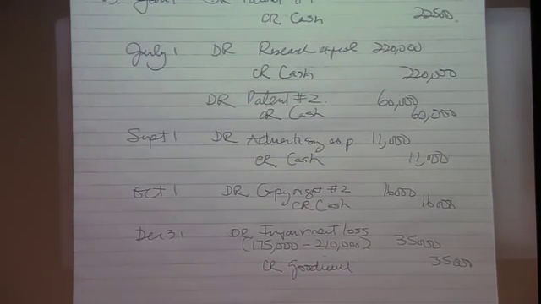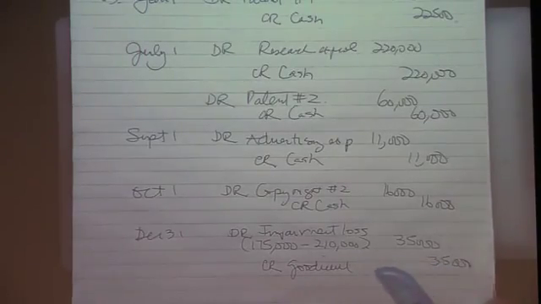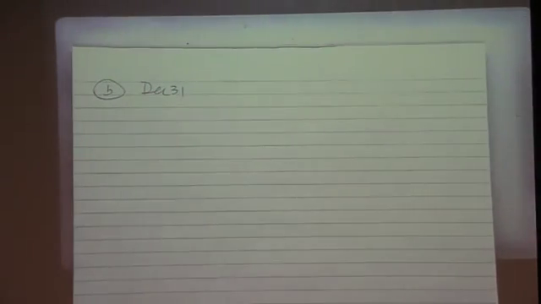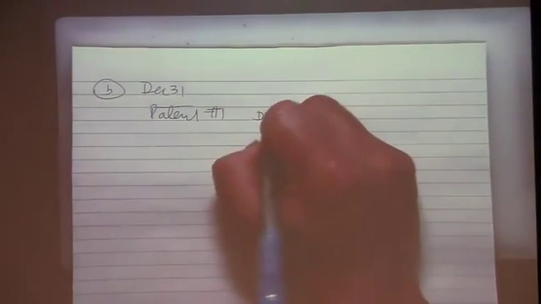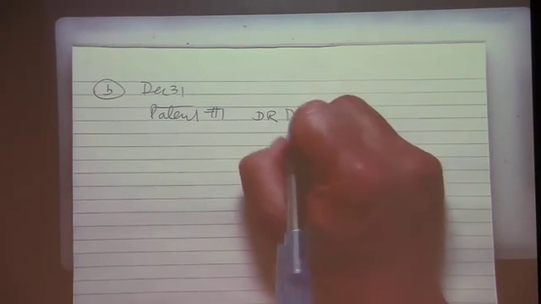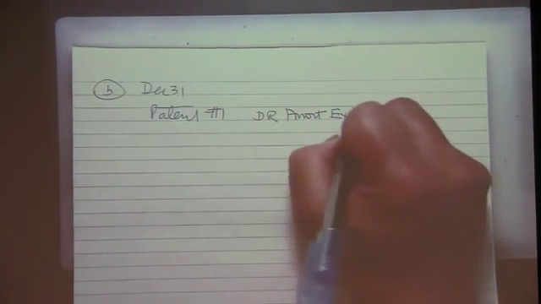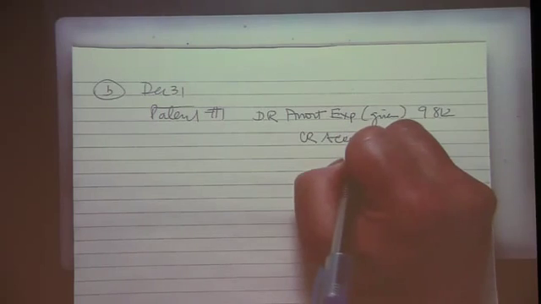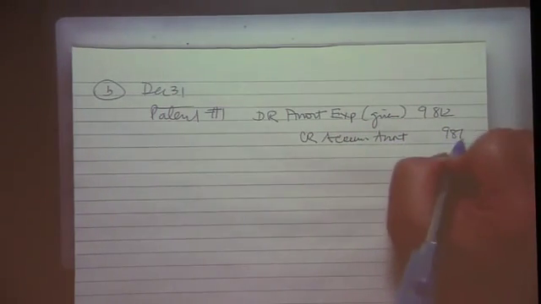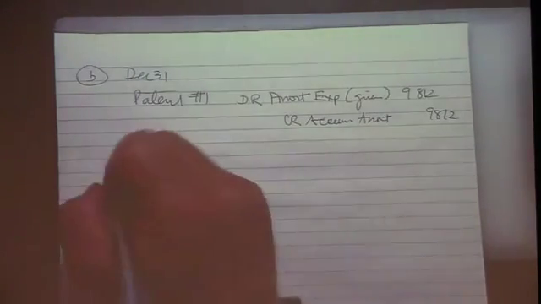Now, Part B says, what are the adjusting entry? The adjusting entry would only be related to the amortization, right? So December 31st, the first adjusting entry is the patent number 1. So patent number 1, we're told in the question that the amortization is $9,812. So debit amortization expense, and this is given to us, so we don't have to calculate. Credit accumulated amortization 9812.